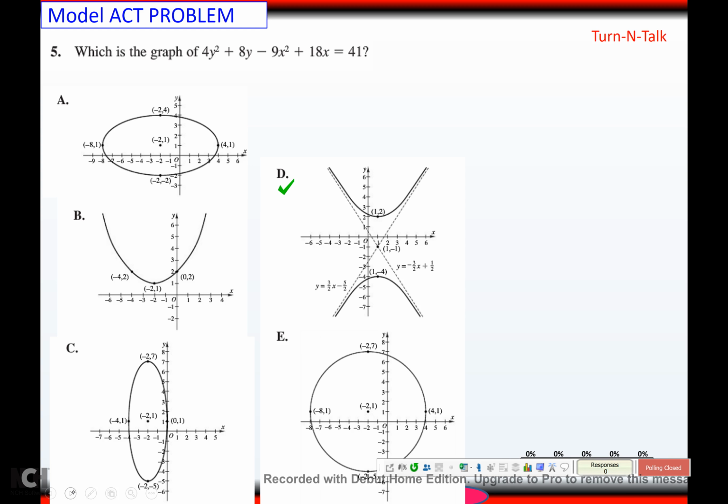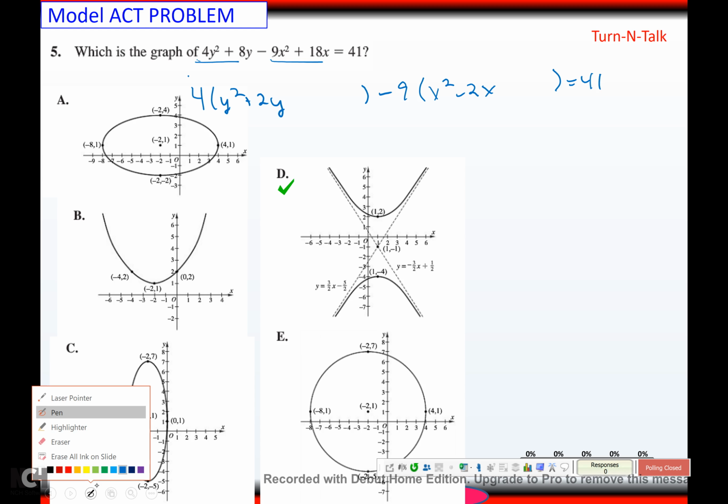Alright, I've got to figure out what kind of graph this is. Well, if I can get the equation in standard form, I can recognize it. They've grouped the y's, they've grouped the x's. So I'm going to GCF a 4 out of this guy. That would give me y squared plus 2y, leave some room, minus, I'm going to take out a 9. That's going to leave us x squared minus 2x, leave some room, equals 41.